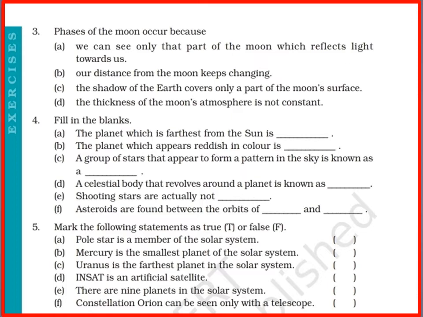And the last statement, constellation Orion can be seen only with a telescope. This statement is false. We can see Orion in the night sky without a telescope. That means with an unaided eye also it is visible.